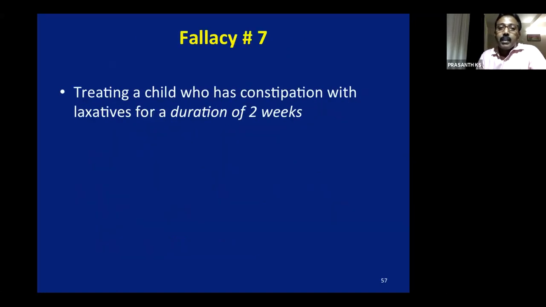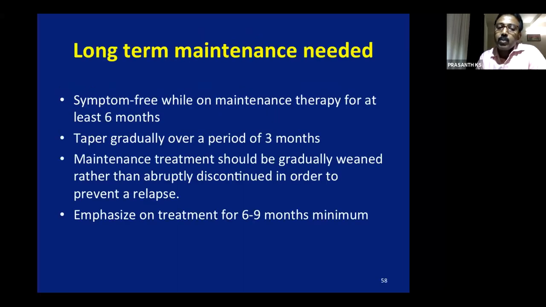So fallacy number 7, treating a child who has constipation with a laxative for a duration of 2 weeks. This is also very commonly seen in practice. Children receiving only a very short course of treatment for 10 days, 15 days, and after that abruptly stopping, again coming with a recurrence of symptoms. So what is the science on this aspect?